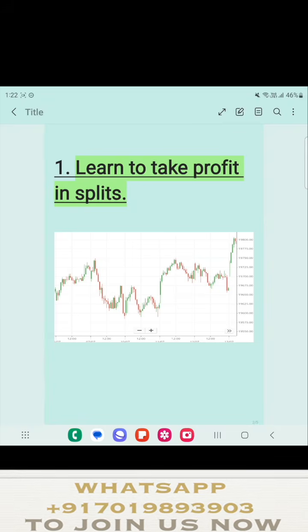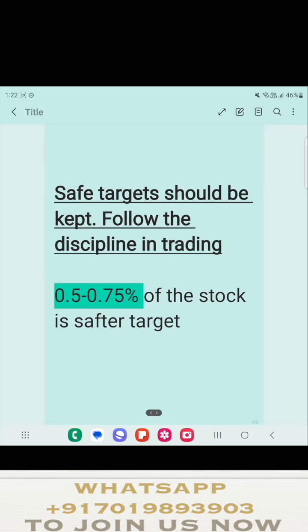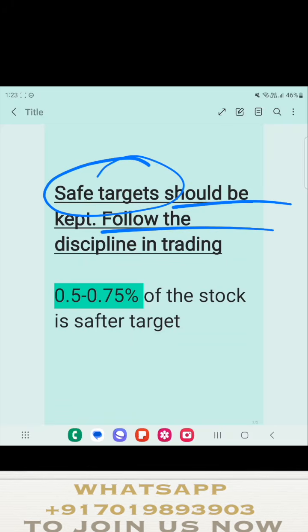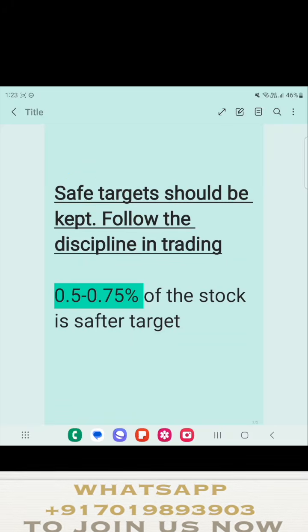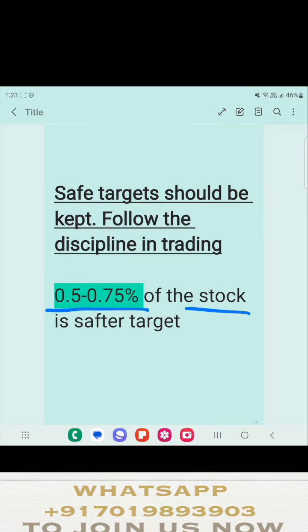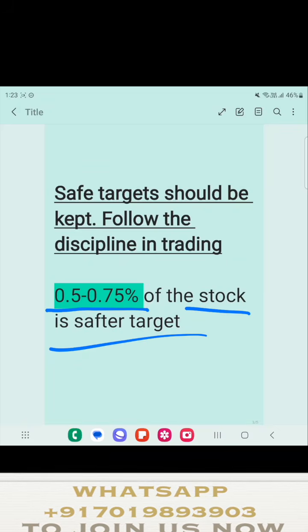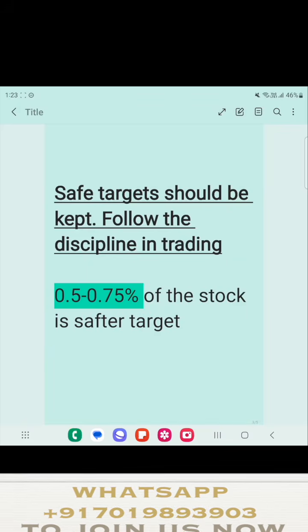Now I'll explain the safer ways to keep the target and how you can execute this plan. So always keep safer targets in the trade you're doing and follow discipline in intraday trading. The maximum safest target you can keep is 0.5% or 0.75% of the stock. That is a safer target.